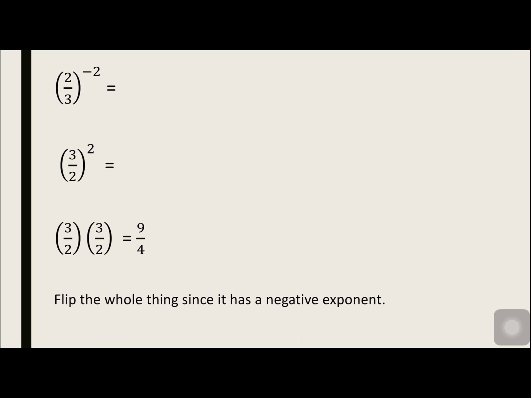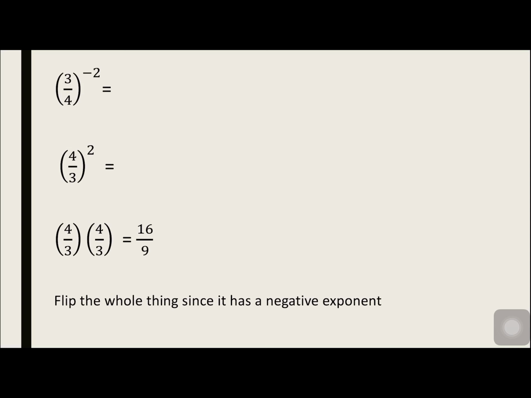2/3 to the negative 2. Since the whole thing in parentheses is raised to the negative, flip the fraction and make the negative positive. So that means 3 over 2 times 3 over 2. 3 times 3 is 9. 2 times 2 is 4. Flip the whole thing since it has a negative exponent.